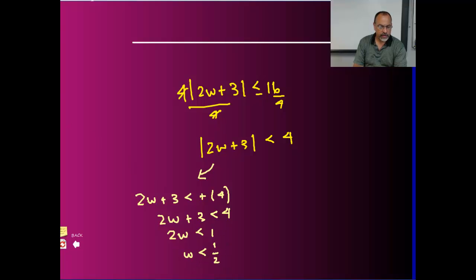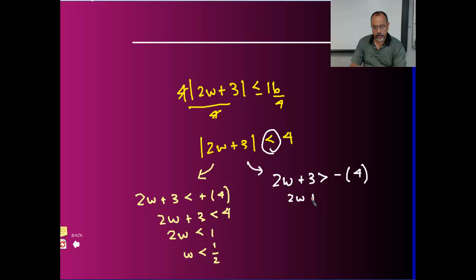And then when I do the other side, I'm going to write the second one, 2w plus 3. Now remember, I've got to reverse this sign, so it's going to be greater than. I'm going to take the opposite of this whole side over here, so I'm going to take the opposite of 4. So that's 2w plus 3 is greater than -4. And then 2w is greater than -7. And then w would be greater than -7/2. So I have my two inequalities.